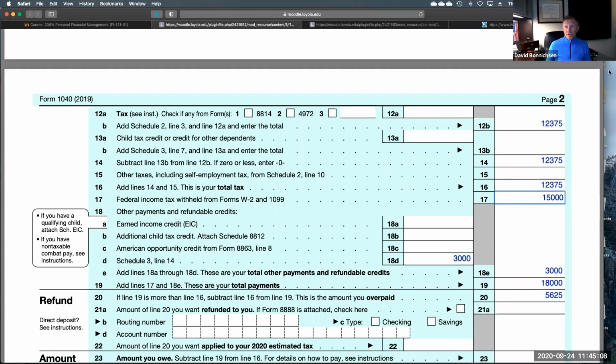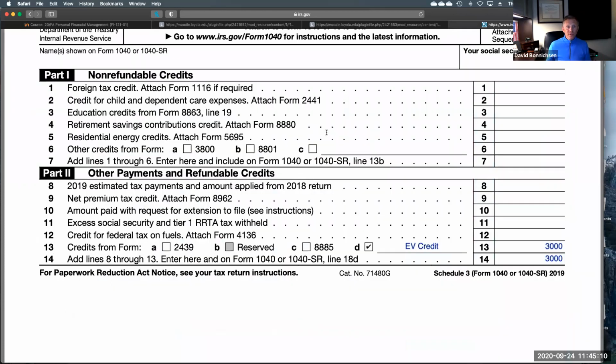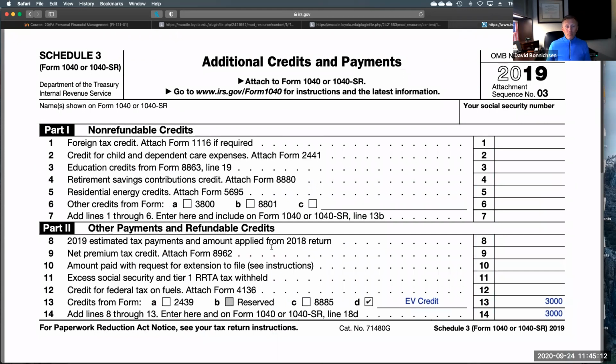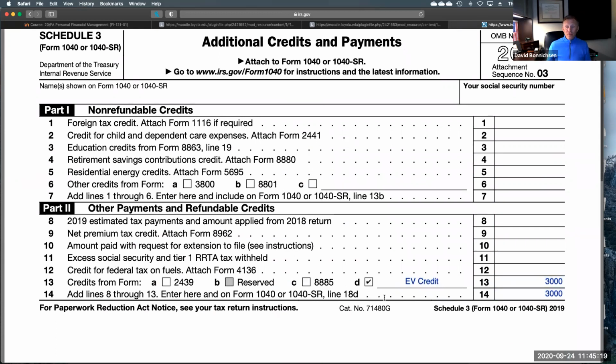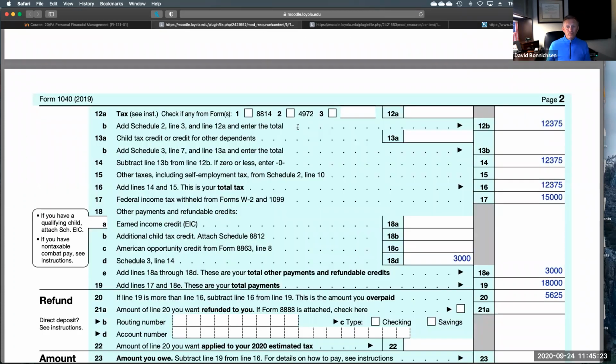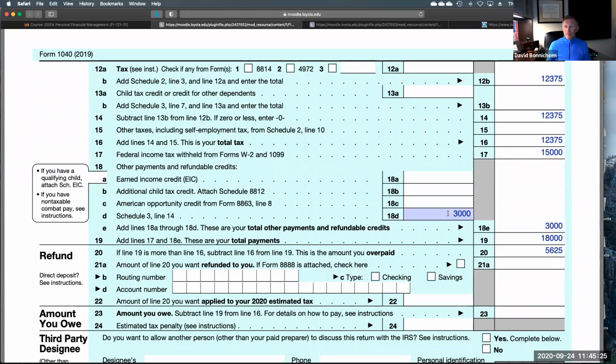And if we wanted to go to Schedule 3, we could look at it, and this is what Schedule 3 looks like, right? But credits from other EV credit, 3,000, okay? So that's where we put the 3,000 on line 18D back on the 1040. There it is, 3,000. Okay. We add up 18A to 18D, and that's what goes on 18E. Okay, and then we calculate our total payments.